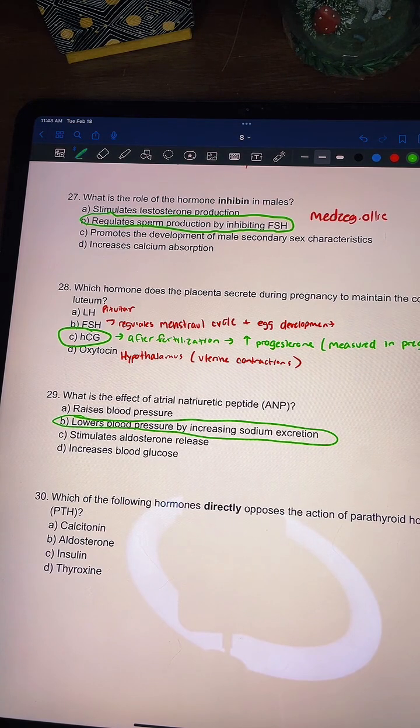But for 30, which of the following hormones directly opposes the action of parathyroid hormone, or PTH?